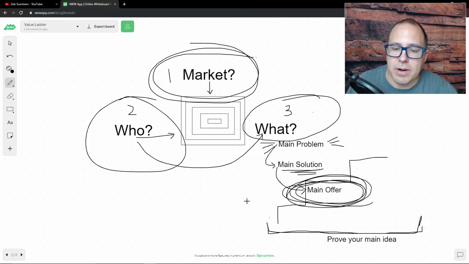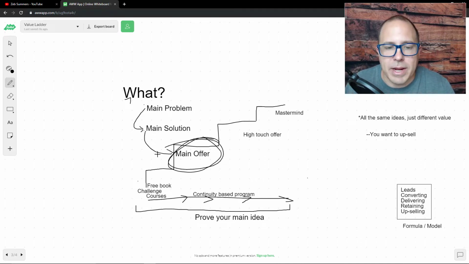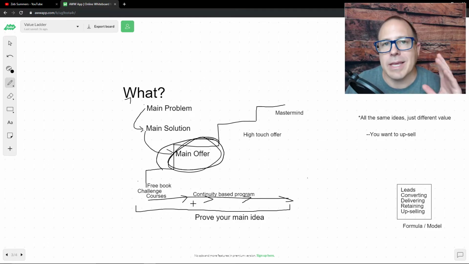Okay, so this is where you're going to bring in your leads, and this is where you're going to push them. You want them to go to your main offer. This is where you're going to get your profits. And then as people enjoy your offer, you can bring them up here to your next stage. So I just blew this up a little bit into what happens once you bring in your main offer here. All right. So this was your what, your main problem, your solution, your offer. Now we can start building out the value ladder.